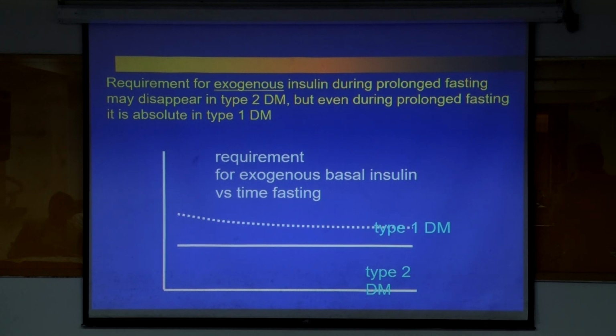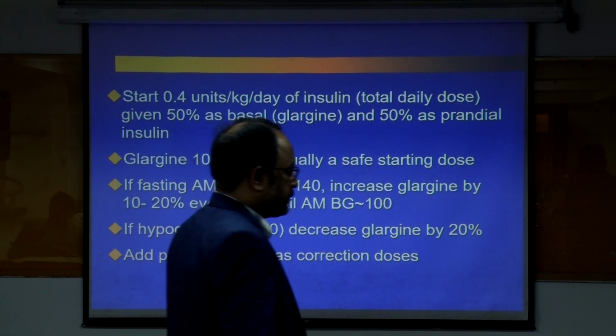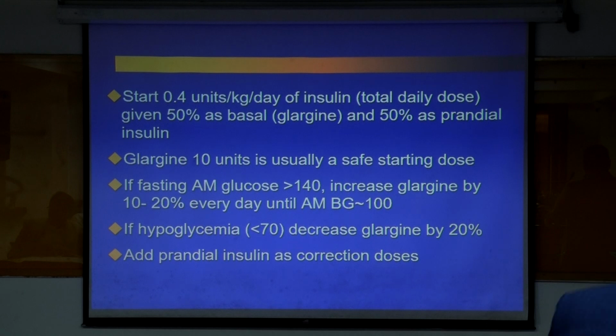That needs to be done. You can check and keep giving insulin. But in type 2, sometimes when they go nil per oral or they are on very little food, the amount or need for insulin does come down. General rule of thumb is that you start with 0.4 units per kg body weight. Total dose is worked out either with a sliding scale or IV.